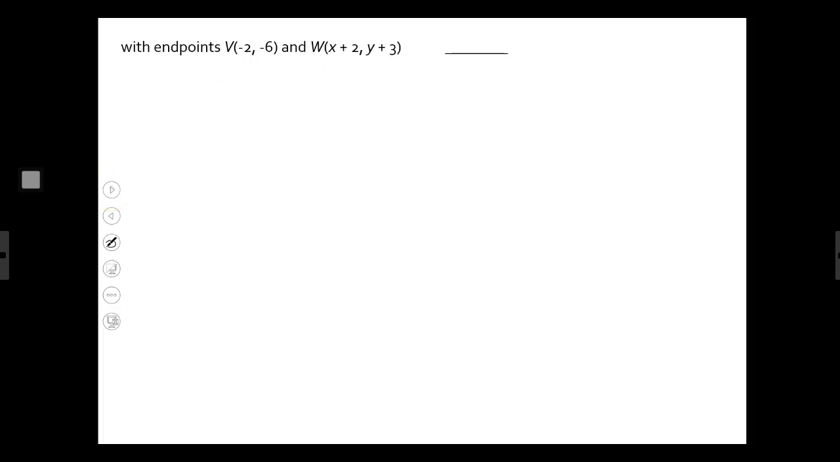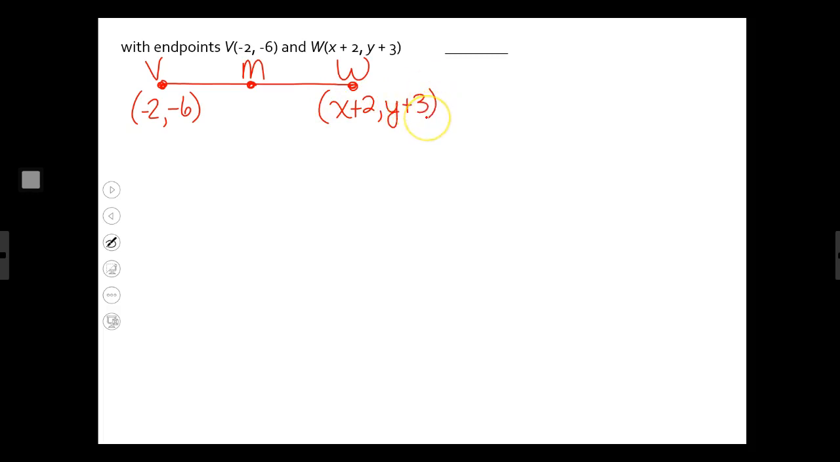Alright, next we're going to find the midpoint with endpoints V and W. Ooh, this is a good one. Here's V, there's W. They want you to find the midpoint. Let's say midpoint M. V is (-2, -6) and W is (x + 2, y + 3). Very good example. You do the same thing.